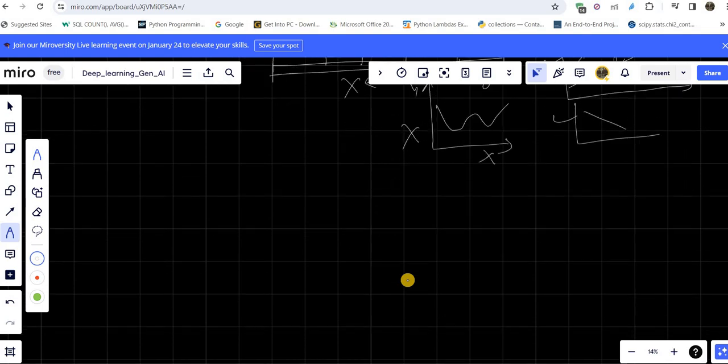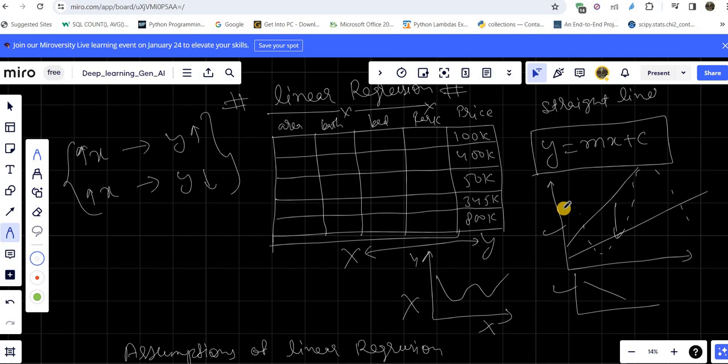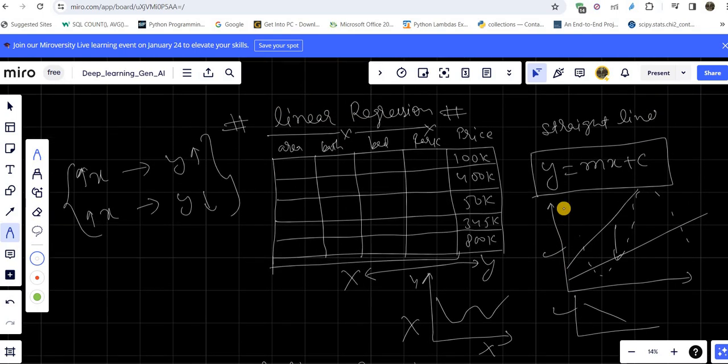So the first assumptions of linear regression. This is the most frequently asked question in interviews. The first is a linear relation between x and y, or you can say the dependent and independent variable. Now the second, what is the second assumption? The second assumption says that there should not be multicollinearity.